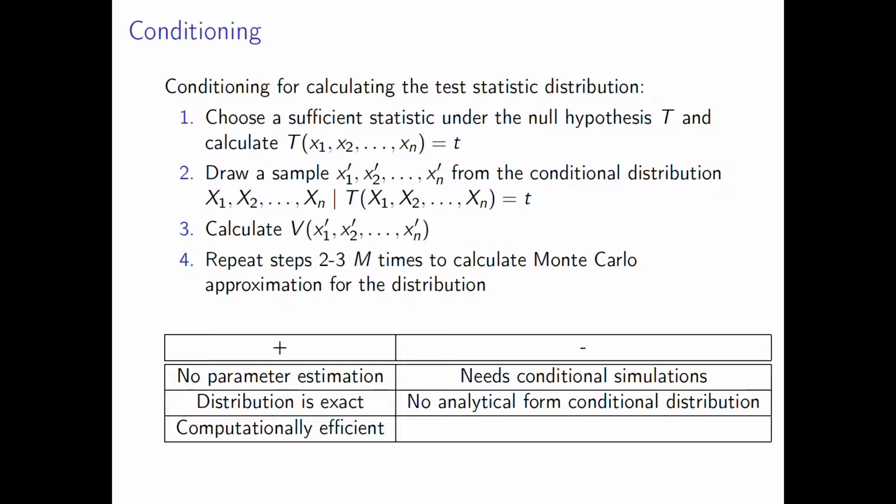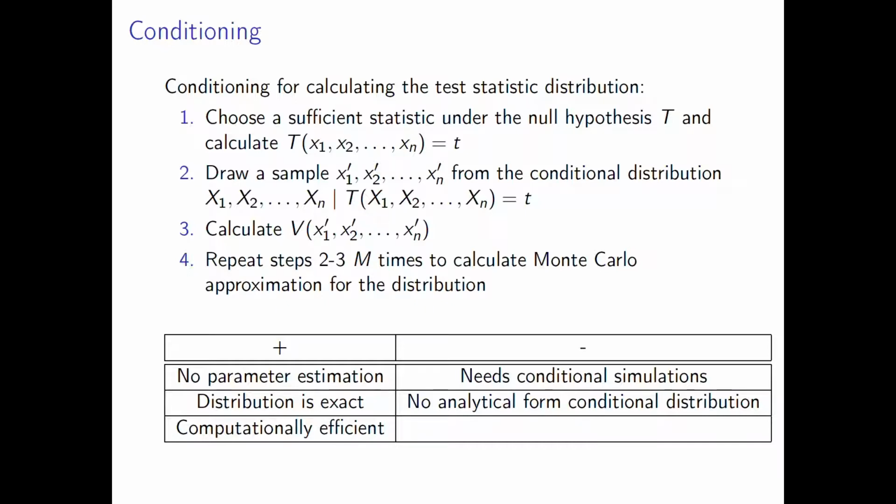So some of the good things about this method is that we don't have to do any parameter estimation, because the statistic is sufficient. We don't have to estimate the parameters like we would do with the parametric bootstrapping, for example. And this also causes the distribution to be exact, which it's not for asymptotic methods and parametric bootstrapping. And in some particular cases, it's also computationally very efficient.